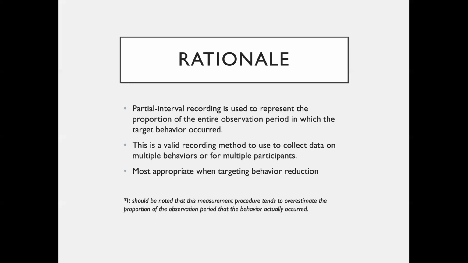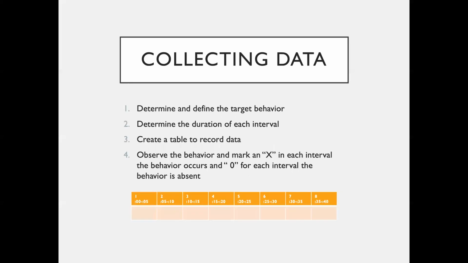So if you have more than one target behavior you want to track, or you have a couple of different participants, this is a really good one to use because you're able to dedicate a little bit more time to tracking the different behaviors. Once it's occurred, you don't have to continue to watch for it within that interval for that specific behavior anymore. It's kind of a one and done thing. You mark it and you move on to the next thing, or you wait for the next interval to begin.